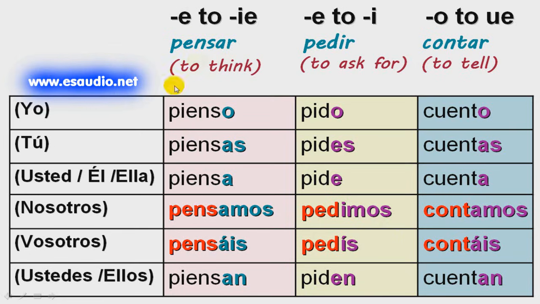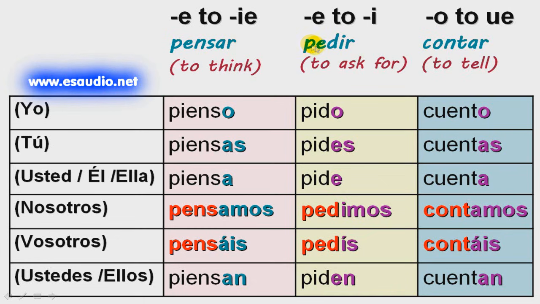So for example, yo pienso, tú piensas, usted, él, ella piensa, but nosotros and vosotros are always exceptions, actually. We don't say piensamos, we say pensamos, so this one remains regular, let's say. Vosotros pensáis, same thing here, so these two remain unchanged. Ustedes, ellos piensan. As we've seen here, the change is from e to ie.